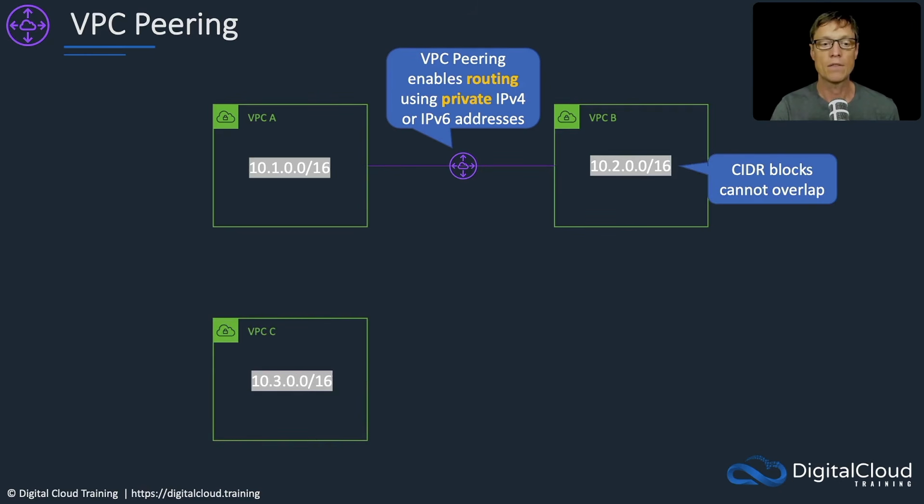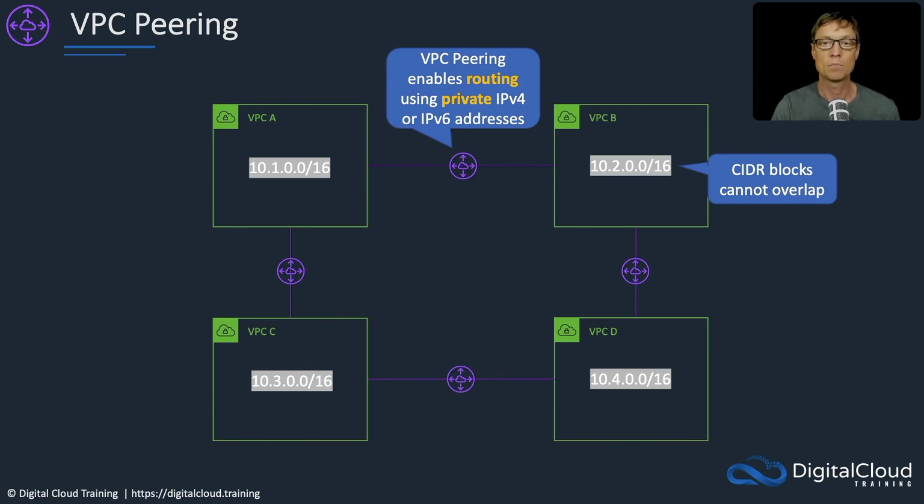Now, what if we have another VPC, VPC C, and VPC D, a fourth one? So they all have their own CIDR blocks, so looks good. We can definitely set up VPC peering between these. So what we do, we establish a VPC peering connection between VPC A and VPC C, between VPC B and VPC D, and then with VPC C and VPC D. So we now have 4 peering connections set up.